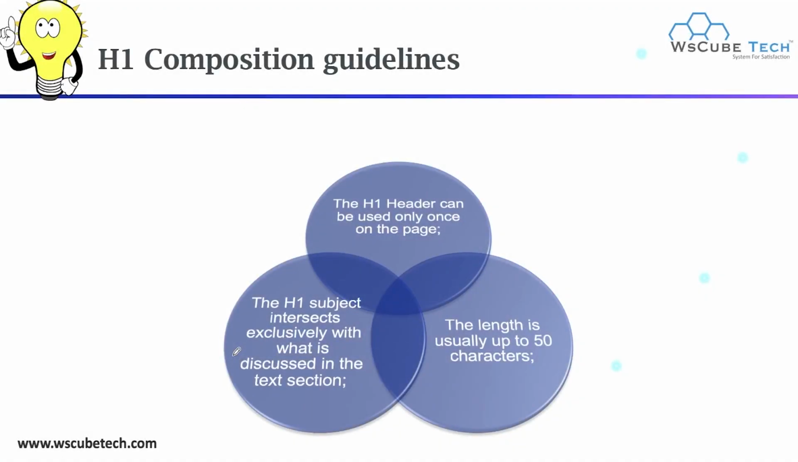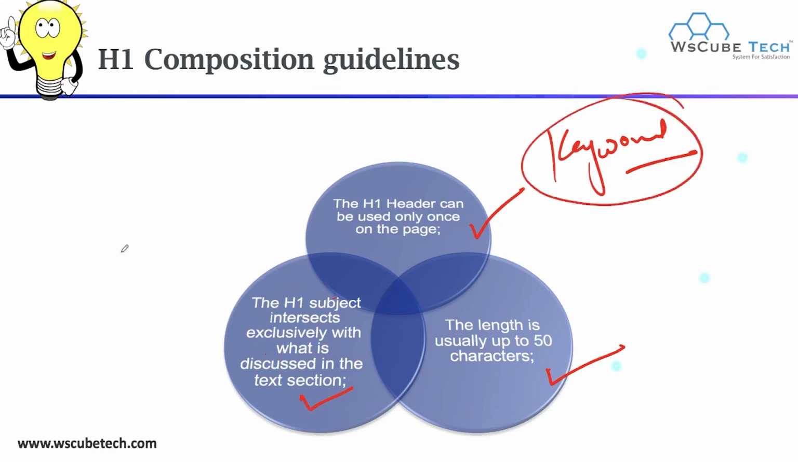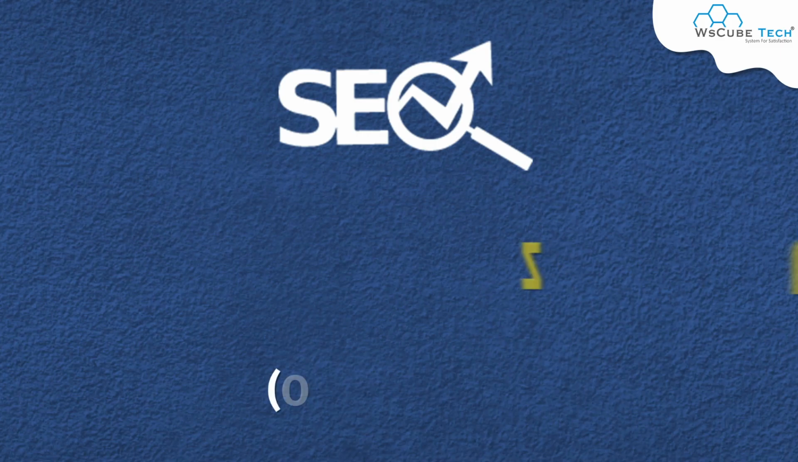Now, these are some H1 composition guidelines. The H1 header can be used only once on the page. The length is usually up to 50 characters and you must include your keyword in your H1 tag. The H1 subject intersects exclusively with what is discussed in the text section. Whatever primary keyword you decide, you must mention your primary keyword in your H1, or you can say the title of your page.